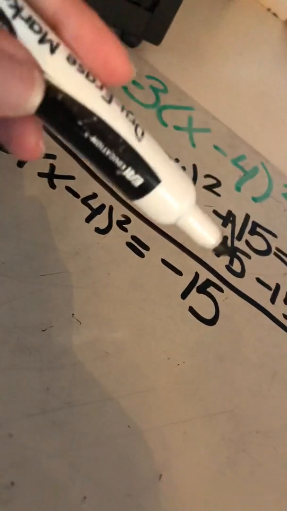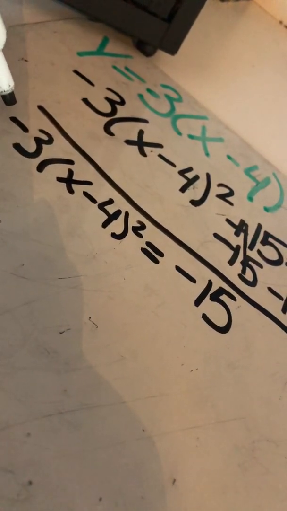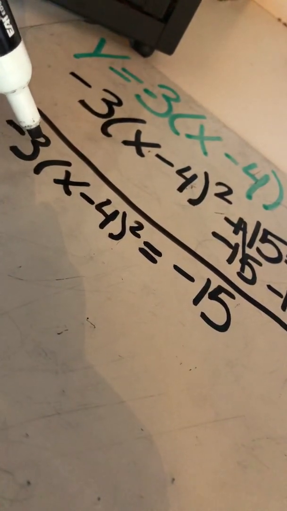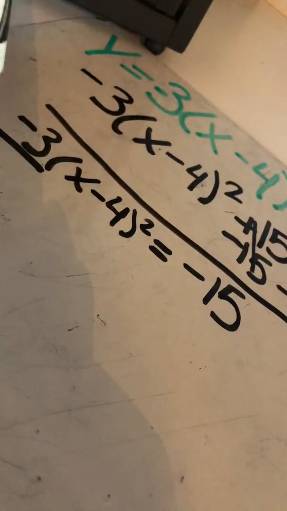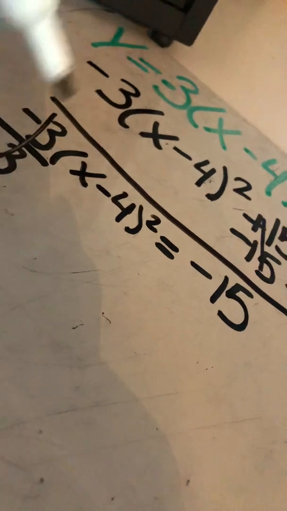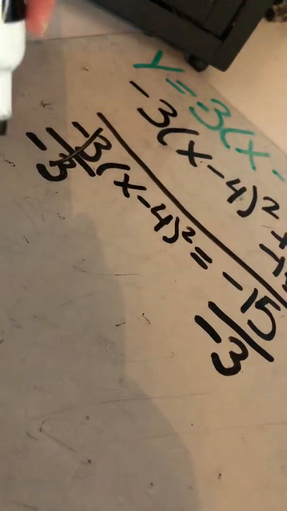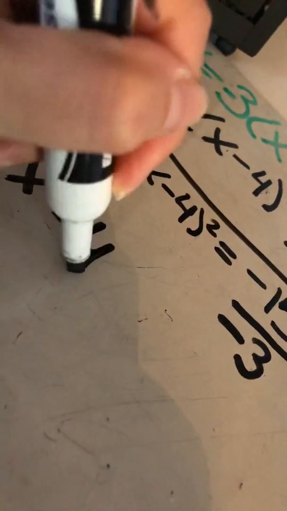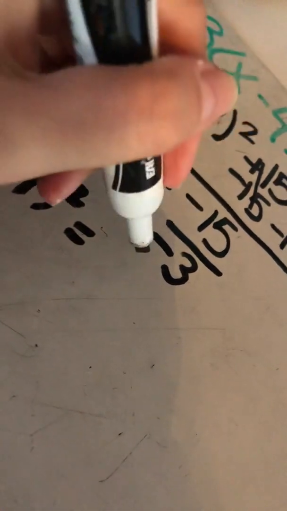So I move the k value over. Now I have to move this a value over. The -3 is being multiplied to the (x minus 4) squared, so I have to divide to get the (x minus 4) squared by itself. Divide by -3 on both sides. What you do to one side, you have to do to the other. So what I'm left with on the left is (x minus 4) squared is equal to -15 divided by -3, which is 5.